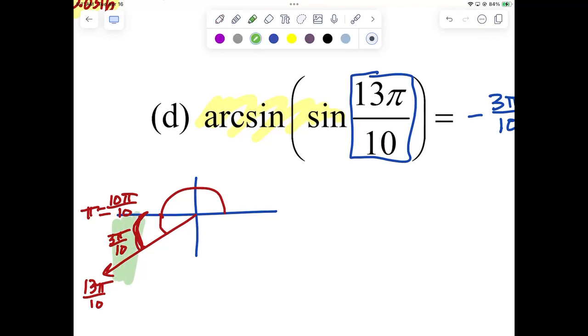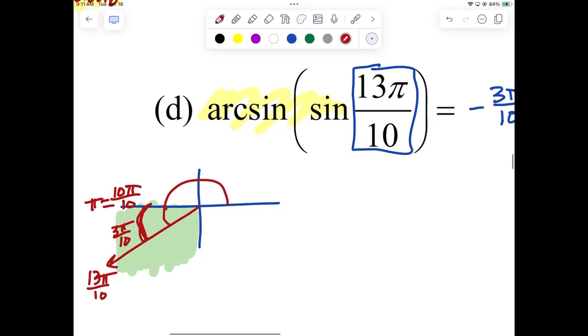In this quadrant right here, where 13 pi tenths lives, is sine positive or negative there? Sine of 13 pi tenths is negative. It's less than 0. What's the other quadrant in the PVR where sine is negative? Quadrant 4. That's how we know we want to land in quadrant 4, because sine is negative also in quadrant 4, and that's the PVR.